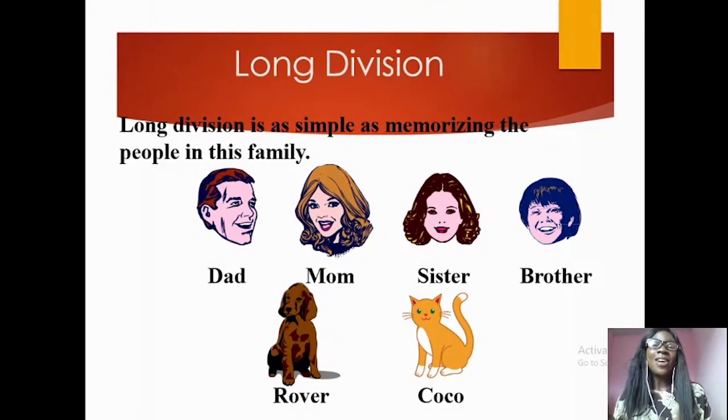Okay, there are rules that will help us in doing long division, and they are members of our family. We have to memorize them using members of our family. So we have daddy, we have mommy, we have our sister, we have our brother, and we have our pet. Let's say our pet is Coco, which is a cat, and our dog is Rover. So the members of our family are going to guide us in long division. Now let's give them a name.